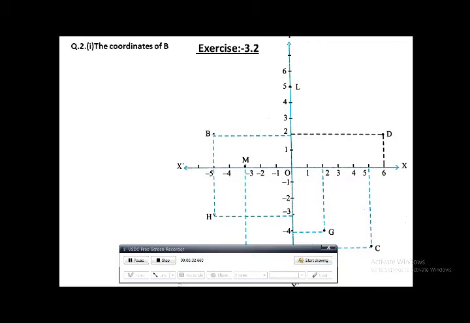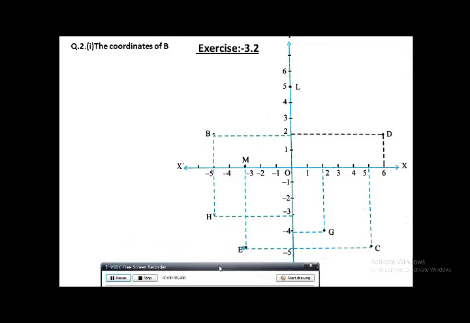Students, we have been given this figure and we have to find the coordinates of B. I have already explained that a coordinate is always represented in the form x comma y. So first, where is B? This point is B. Where it meets the x-axis is minus 5, and where it meets the y-axis is 2. So the coordinates of B are minus 5 comma 2.